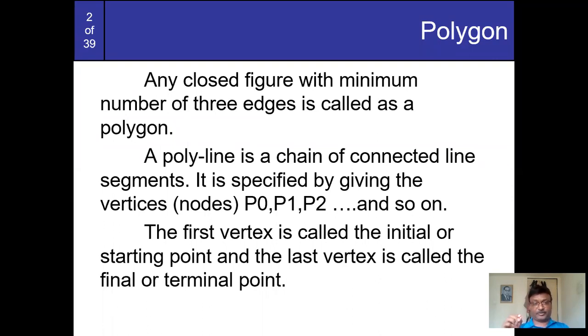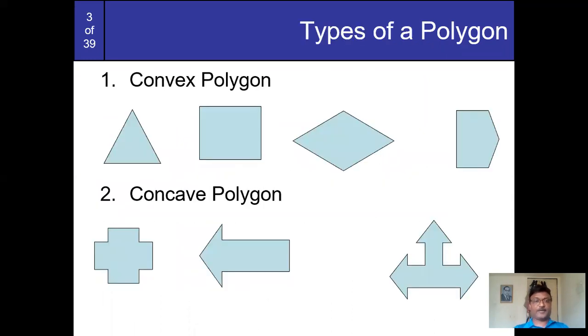And the first vertex is called the initial or starting point of the polygon, and the last vertex is called the terminal point, the termination point, or the final point of that polygon. That I have already drawn. This is my convex polygon, this is my concave polygon. But how are you going to differentiate them?